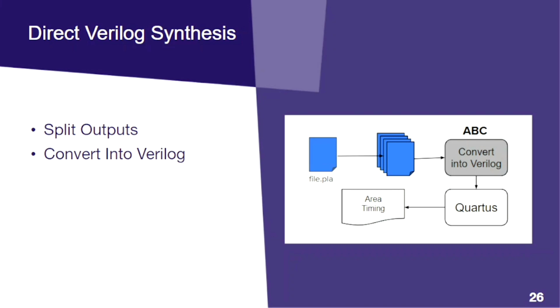This first flow seen on the screen was called direct Verilog synthesis because it basically reads the PLA files that represent the circuit's tables and converts it directly to Verilog. The tool used for the conversion was ABC, which already makes some optimization during this process. In addition, Quartus also optimizes during the mapping.